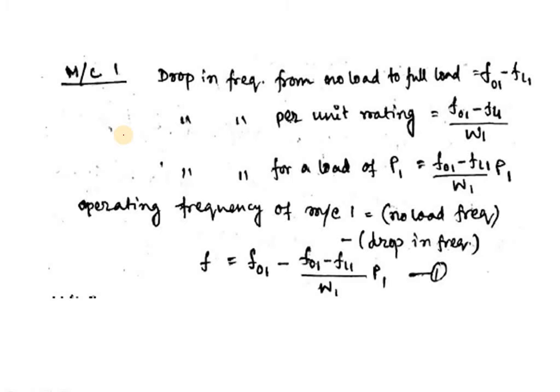Now, for alternator 1, the drop in frequency from no load to full load is F01 minus FL1, and the drop in frequency per unit rating is (F01 minus FL1) by W1. The drop in frequency for a load of P1 will be (F01 minus FL1) divided by W1 into P1. Similarly, the operating frequency of alternator 1 will be no load frequency minus drop in frequency. So the frequency will be F01 minus (F01 minus FL1) divided by W1 into P1. This is the operating frequency of alternator 1.